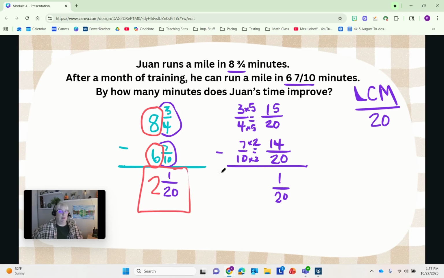All right, I hope this was helpful for you. Take them slowly. Remember, for subtracting, you start with the fraction part, and if there's not enough there, you have to rename that top fraction to get more parts to be able to subtract.